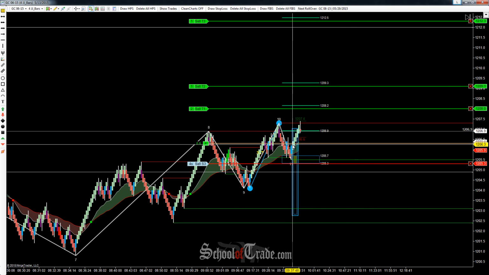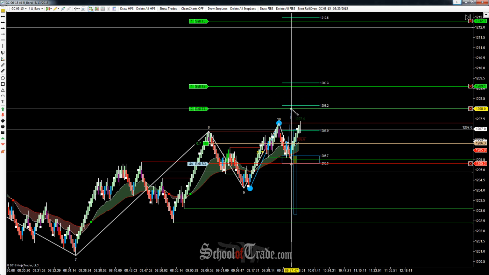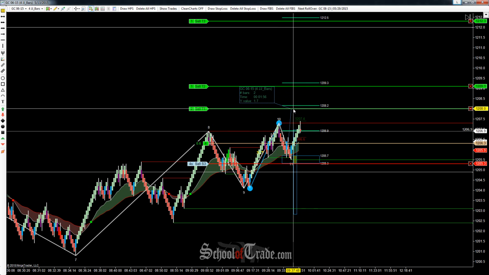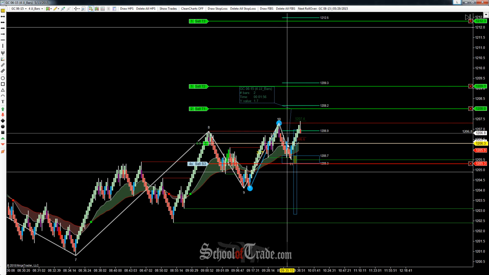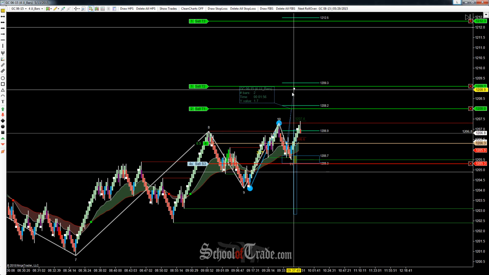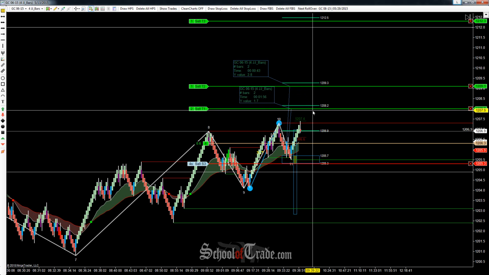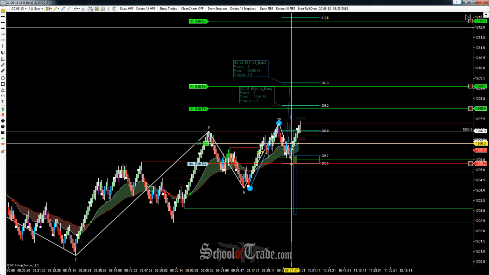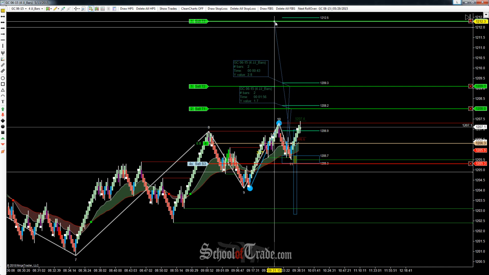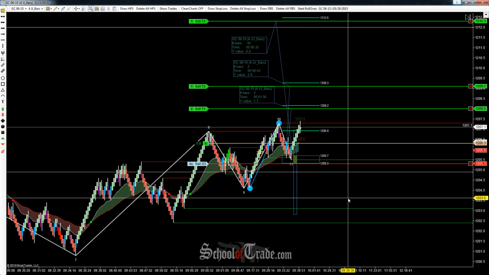Now, from our entry at 1206.3 to that first target, we're looking to lock in 17 ticks. After that, we're looking at 1206.3 to 1209.1, and that's going to give us 28. From there, if we look a little bit higher up to that extension target, we'll be looking to go from 1206.3 all the way up to 1212.3. That's going to be 60 ticks.